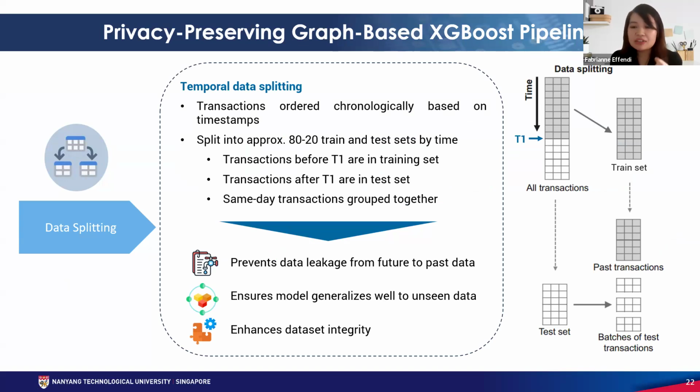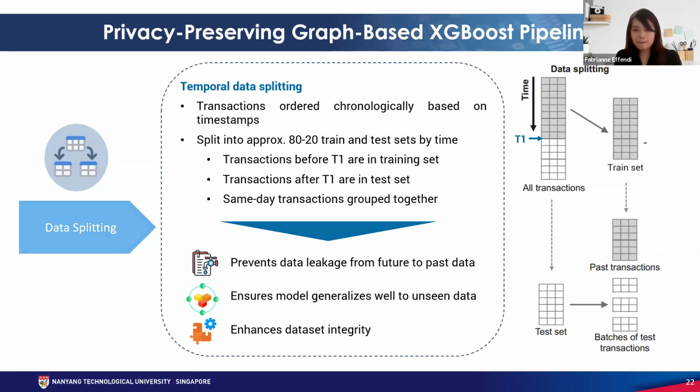Transactions are ordered chronologically based on timestamps and then divided into approximately 80-20 train and test sets based on time. Transactions occurring before timestamp T1 are included in the training set, while those occurring after T1 are in the test set. Also, transactions from the same day are grouped together. This process prevents data leakage from future to past data, ensures that the model generalizes well to unseen data, and enhances dataset integrity.